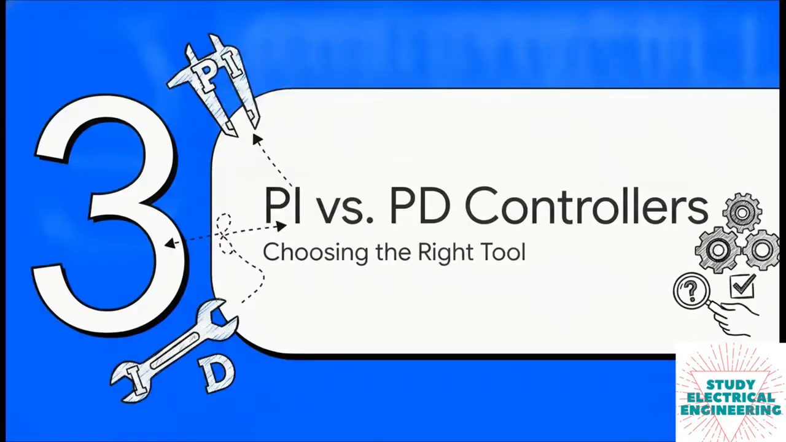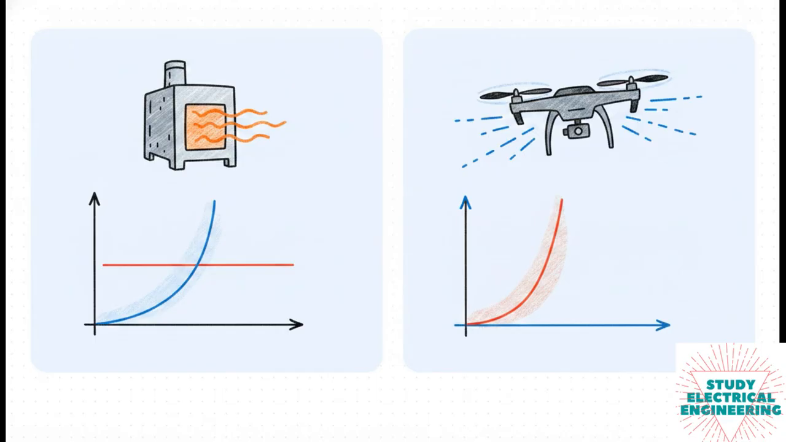Section 3, PI versus PD controllers. Choosing the right tool. Now that we know the key players, it's vital to understand that you don't always need to use all three layers at once. Depending on your practical application, sometimes a combination of just two is the absolute perfect tool for the job. Let's contrast PI and PD controllers directly.